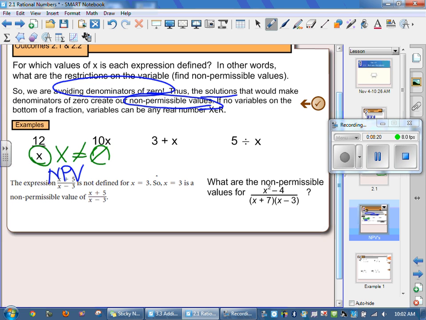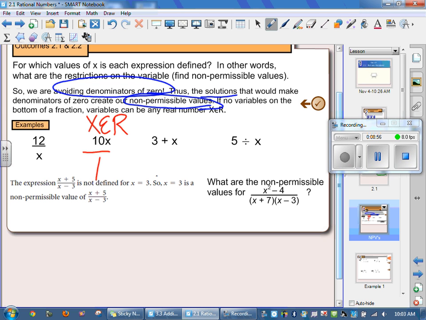Now, what if there's no variable on the bottom of a fraction? If you don't have a variable in the bottom of a fraction, there's no restrictions. Then it's automatically x element of the reals. X can be anything because it's not in fraction form and there's no x in the bottom. So if I take a look at this 10x, well, if I wanted to put it in fraction form, it would look like this. I would put it over 1. That's fraction form. Is there a variable on the bottom? No. So this guy can be any real number. X can be anything. There's no boundary on that one.